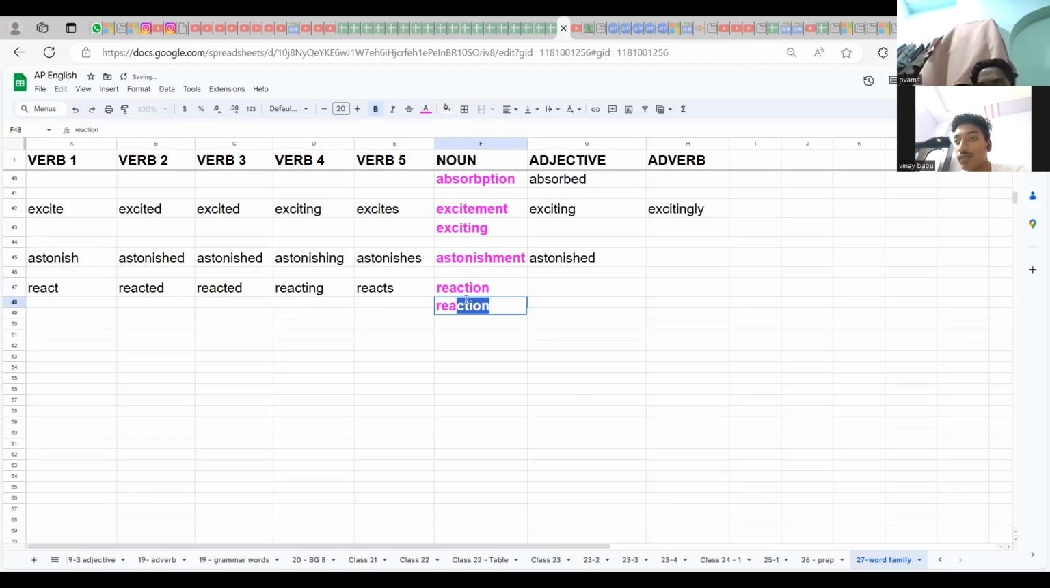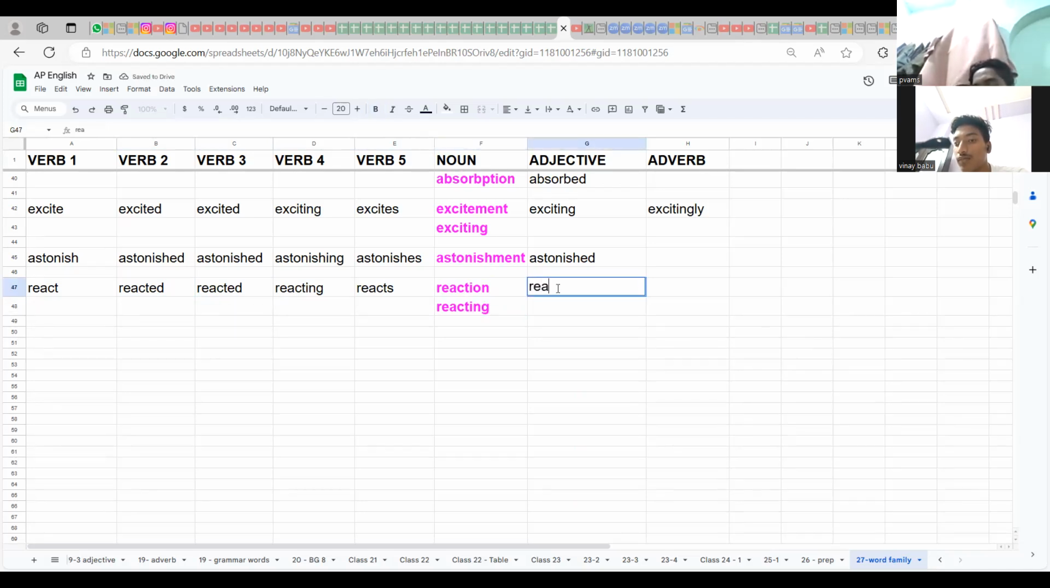Here you can have reacting. Here, reacts. Record it carefully, it's very important. Reaction, reacting. You can actually form the family here for a while. Most of the words, either, look at this.